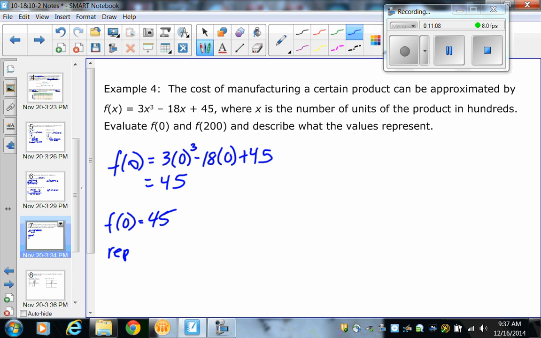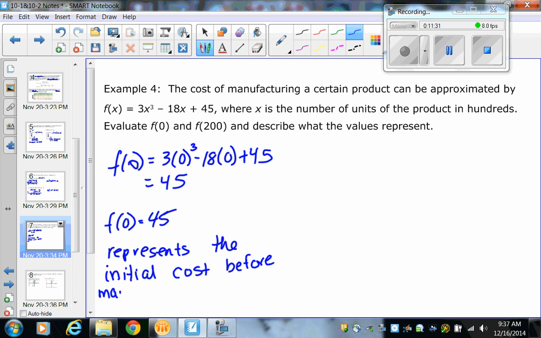It represents the cost, the initial cost, because you haven't sold anything, before manufacturing any products.